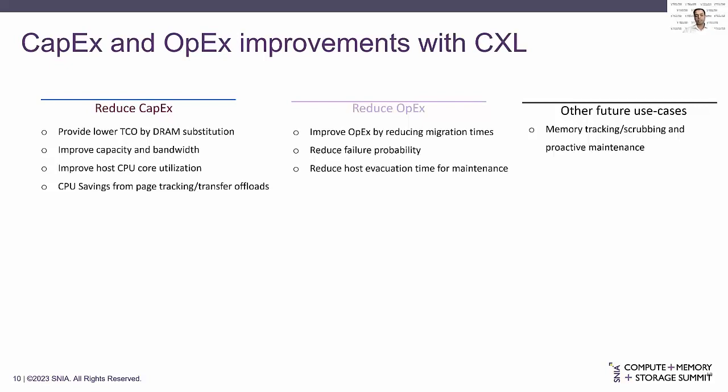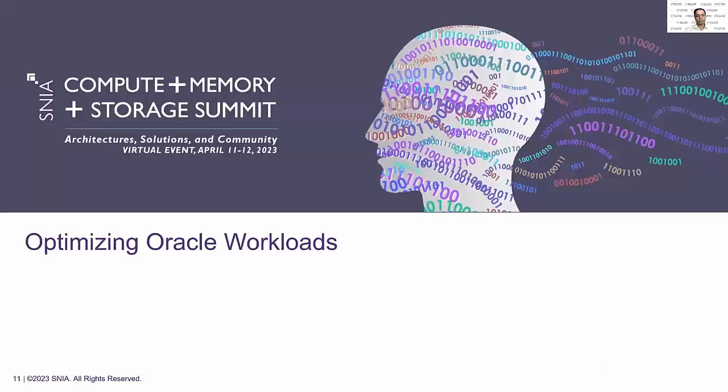There are other use cases such as memory tracking and scrubbing and proactive maintenance that can also be looked into. A lot of other offloads that are specific to VMware can also be looked into. These are some of the future enhancements that we'll be looking into. Next, I will pass this on to my colleague, Sudhir Balasubramanian, to talk about how CXL-like tiering can also help optimize Oracle workloads. Thanks a lot.